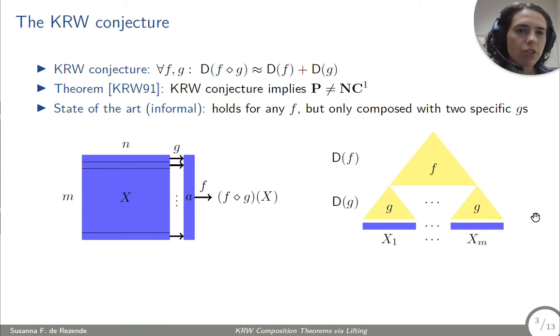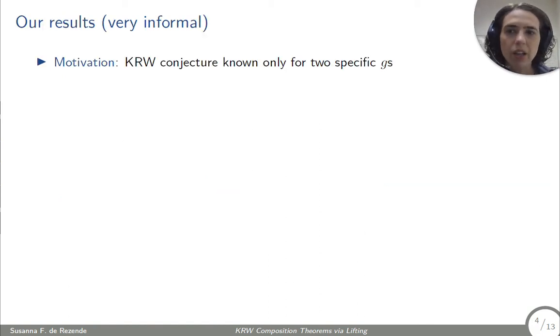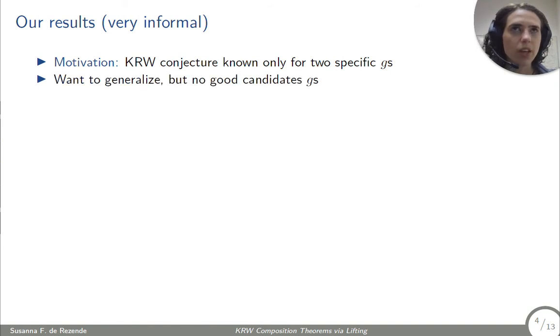Now, before going into what the general approach has been to study the KRW conjecture, I'd like to first state our results. This is going to be very informal. So our motivation was that the KRW conjecture is only known to hold for these two specific g's. So if we want to make progress towards proving the KRW conjecture, we would like to extend this for more g's.